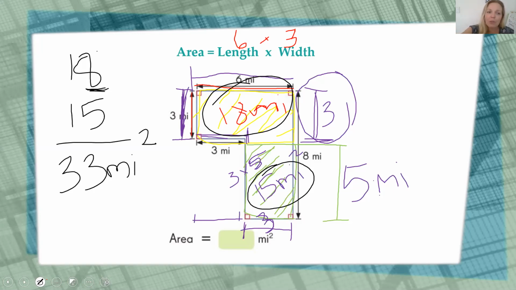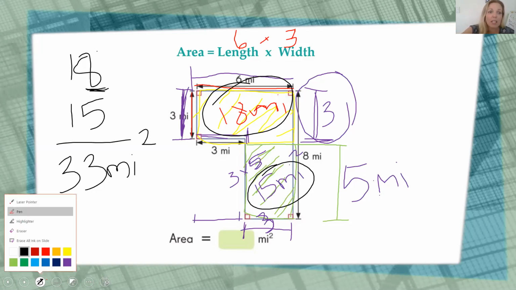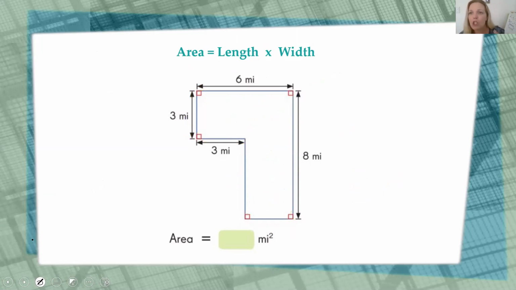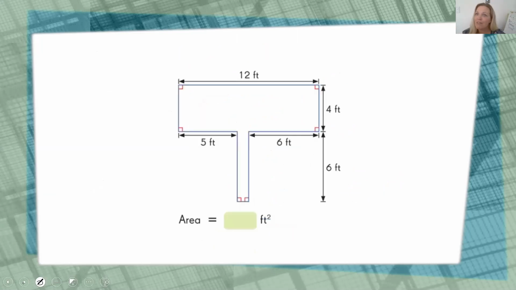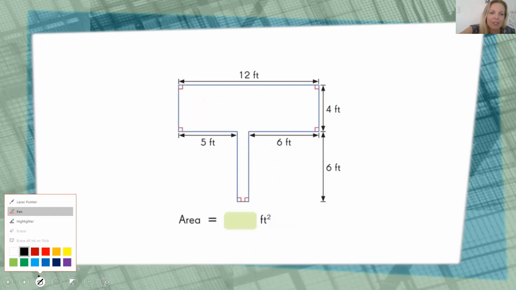I have one more to do together, and then I have kind of a challenge one that will show up in your work this week. Alrighty, so let's take a look at the next shape. Oh, this is kind of a funky shape. It's got a puny, a little tiny rectangle that doesn't really fit in here.